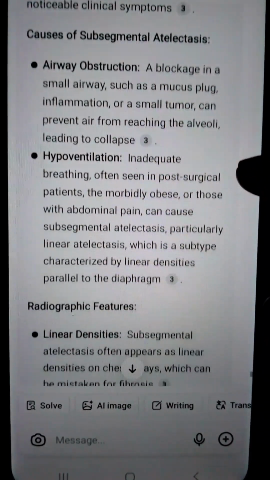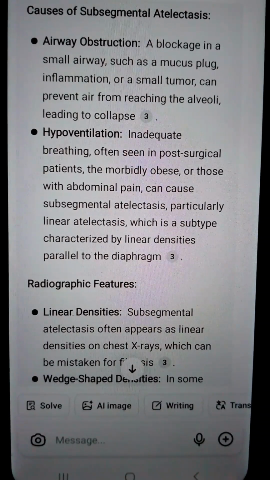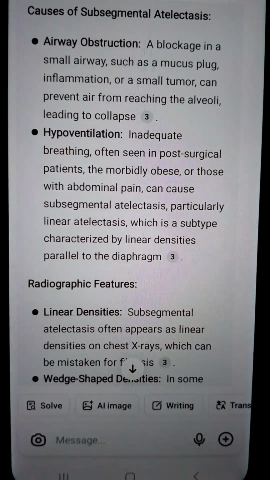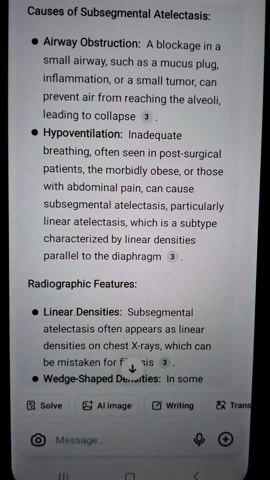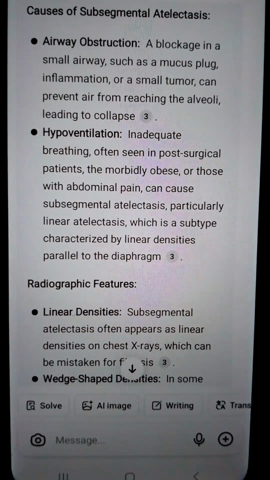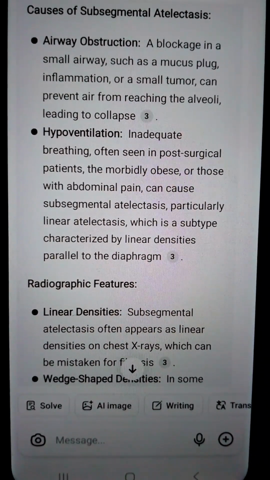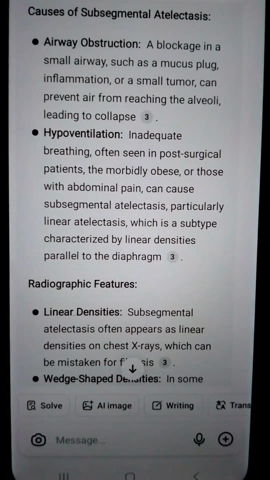Airway obstruction, a blockage in a small airway, such as a mucus plug, inflammation, or a small tumor, can prevent air from reaching the alveoli, leading to collapse. Hypoventilation, inadequate breathing, often seen in post-surgical patients, the morbidly obese, or those with abdominal pain, can cause subsegmental atelectasis, particularly linear atelectasis, which is a subtype characterized by linear densities parallel to the diaphragm.